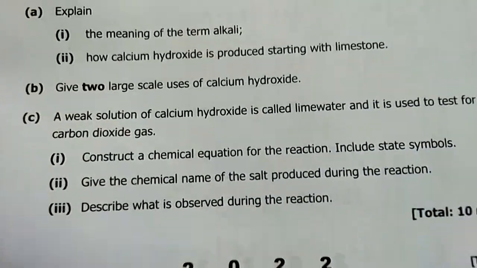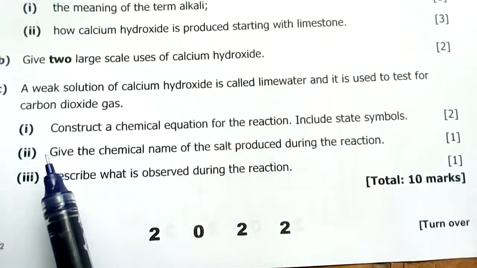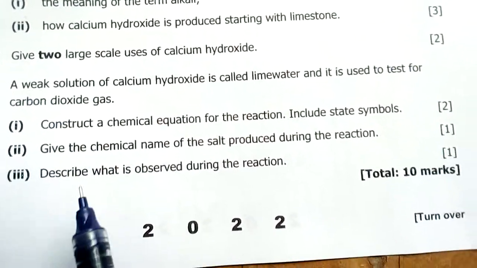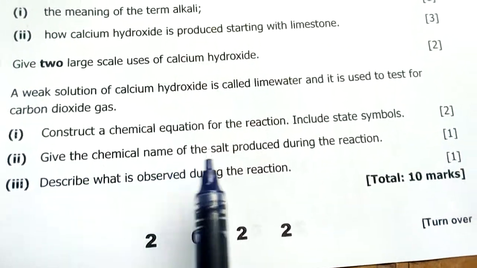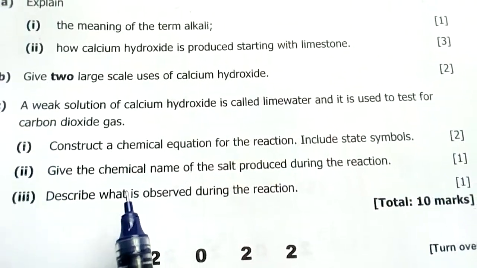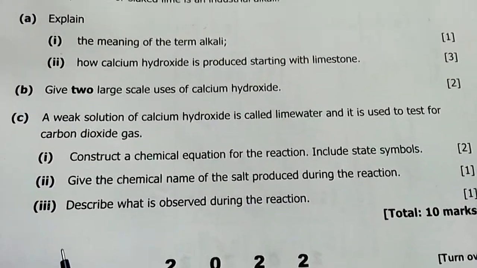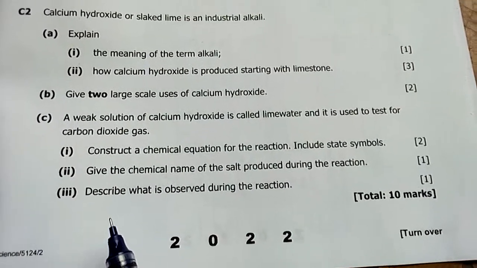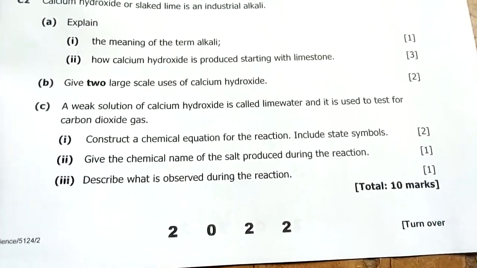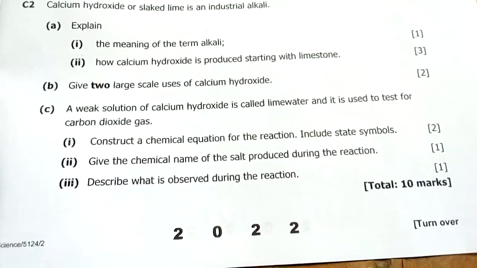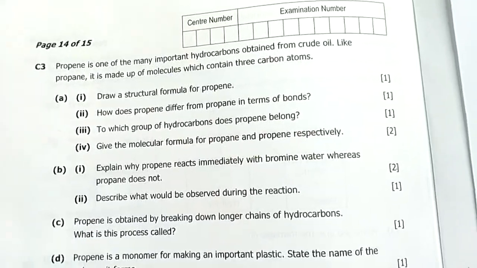So I go back to the question a little bit. Construct the equation. That's the equation we had right there, where you have calcium hydroxide plus carbon dioxide giving us calcium carbonate, a solid, and water. Giving the name of the salt, that is calcium carbonate. Then finally, describe what is observed during the reaction. A white PPT is formed, or precipitate. It's okay to write PPT in the exam, it's an accepted abbreviation for precipitate. So that white precipitate is actually the formation of calcium carbonate. I jump on to question 3, C3.